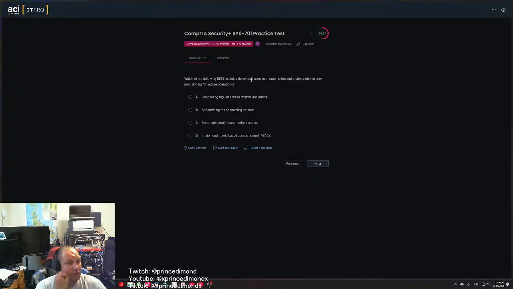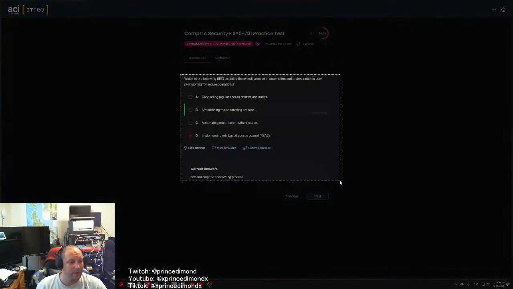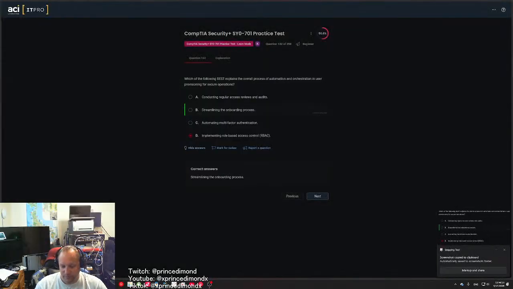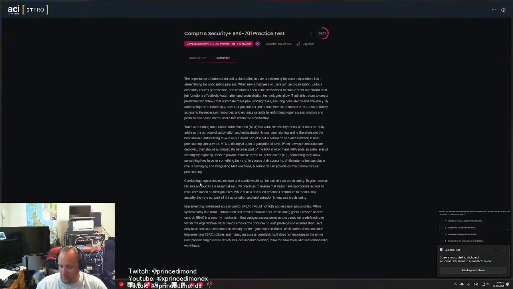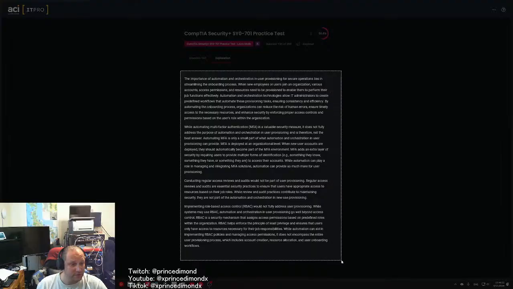Which of the following best explains the overall process of automation orchestration in user provisioning for secure applications? So you're going to want to implement role-based access. That's going to keep their scope of their job in the security policies. So, what? That's the second one like that I got. Well, okay. There's one to study. My bad. Mark that for review. Come back later and we'll get the summary of all this.